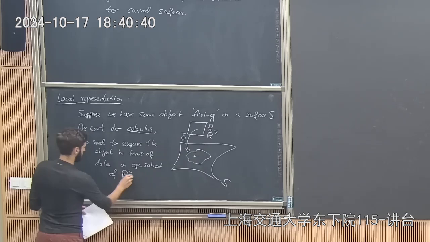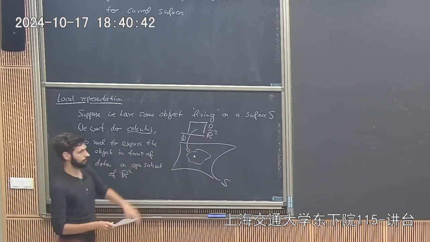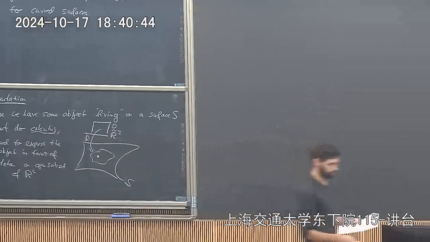So let's have a look first at functions, and then in the second part we look at tangent vectors and vector fields.